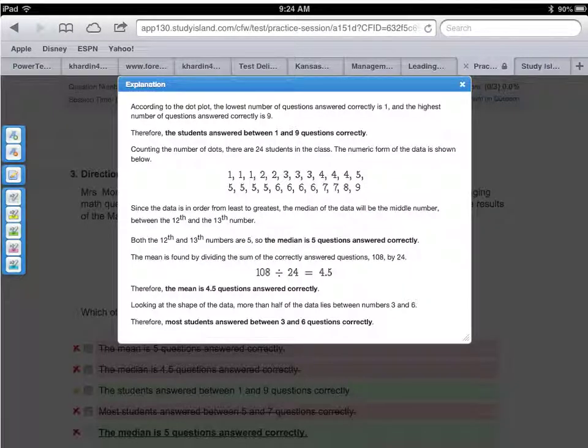Now what I did was print off a screenshot of the explanation for this, so if you want to read through this a little bit more, that will help you answer that previous question.